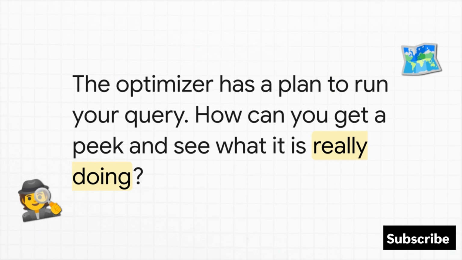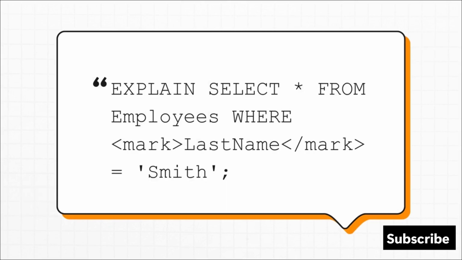This is such a powerful idea. The optimizer has a secret plan, and if we could just see it, we could figure out exactly what's going on under the hood. So, how do we get a peek at that plan? It's this one simple command, explain. You stick this word right in front of your query, and it tells the database, hey, don't actually run this. Just show me your work, show me the execution plan you would have used. It's like getting the secret blueprints from the optimizer.